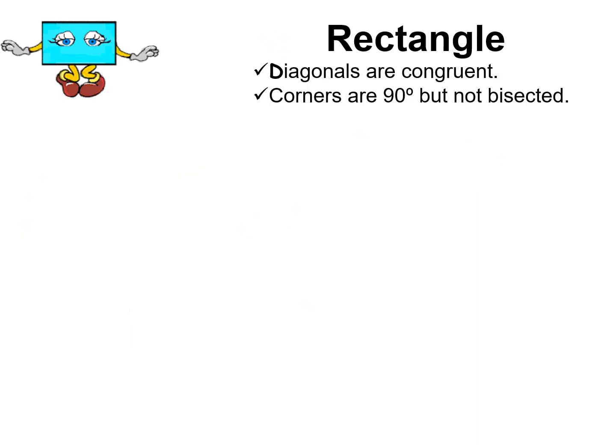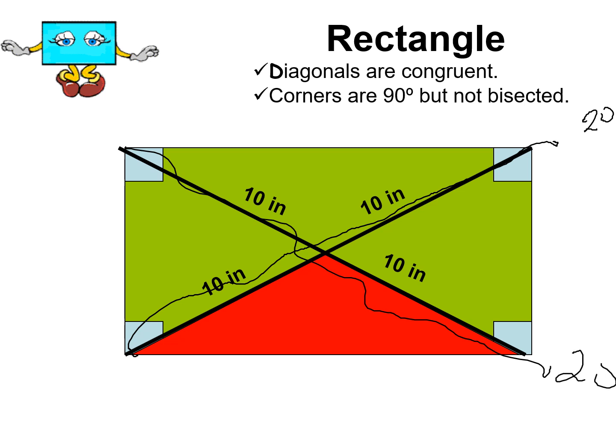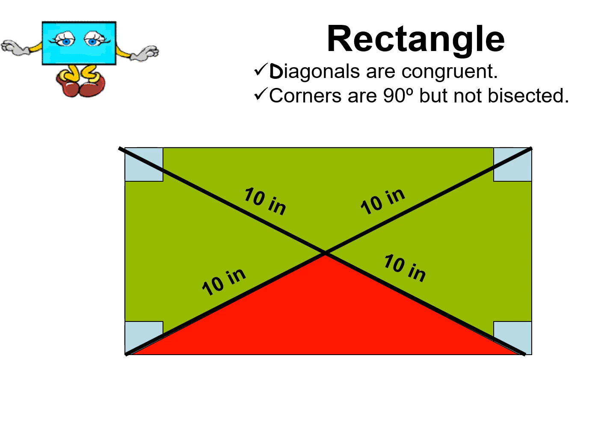Besides the 90 degrees, the diagonals are congruent. So we didn't have any of these before like this. This whole diagonal piece would be 20, and this whole diagonal piece would be 20. And that only happens with rectangles, and then of course that gets passed down to squares later on. But that's a very important feature of something that deals with construction, and we'll look at that in a minute.